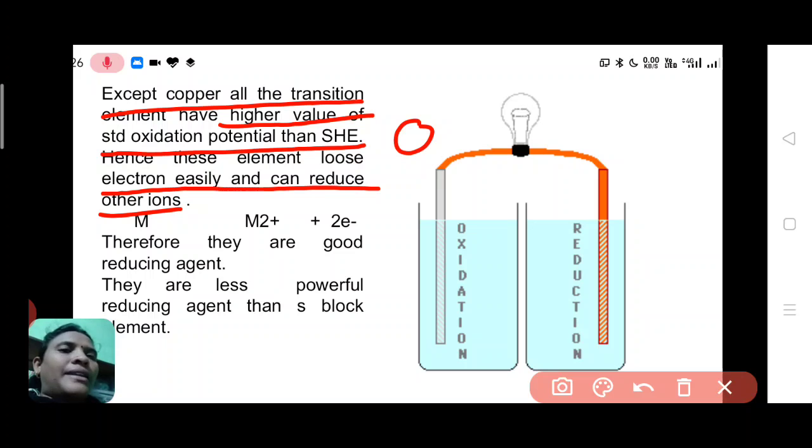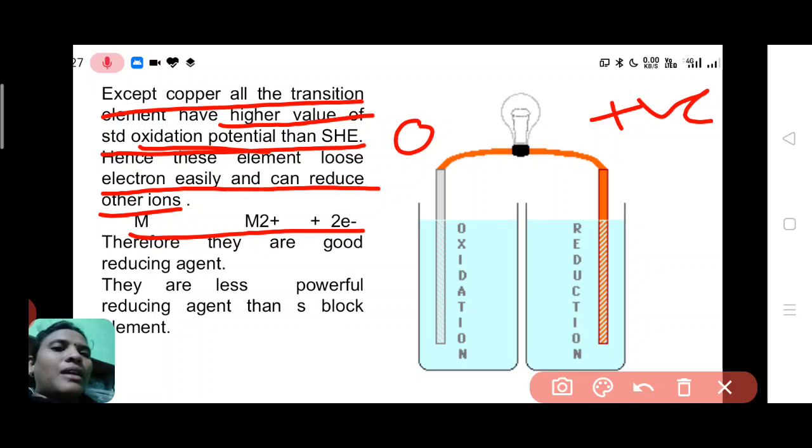See, all the transition elements have positive standard oxidation potential. So all these elements can lose electrons very easily, except which element? Except copper. Except copper, all the d block elements have positive standard oxidation potential, so they can lose electrons easily. This is the reaction of losing electrons.